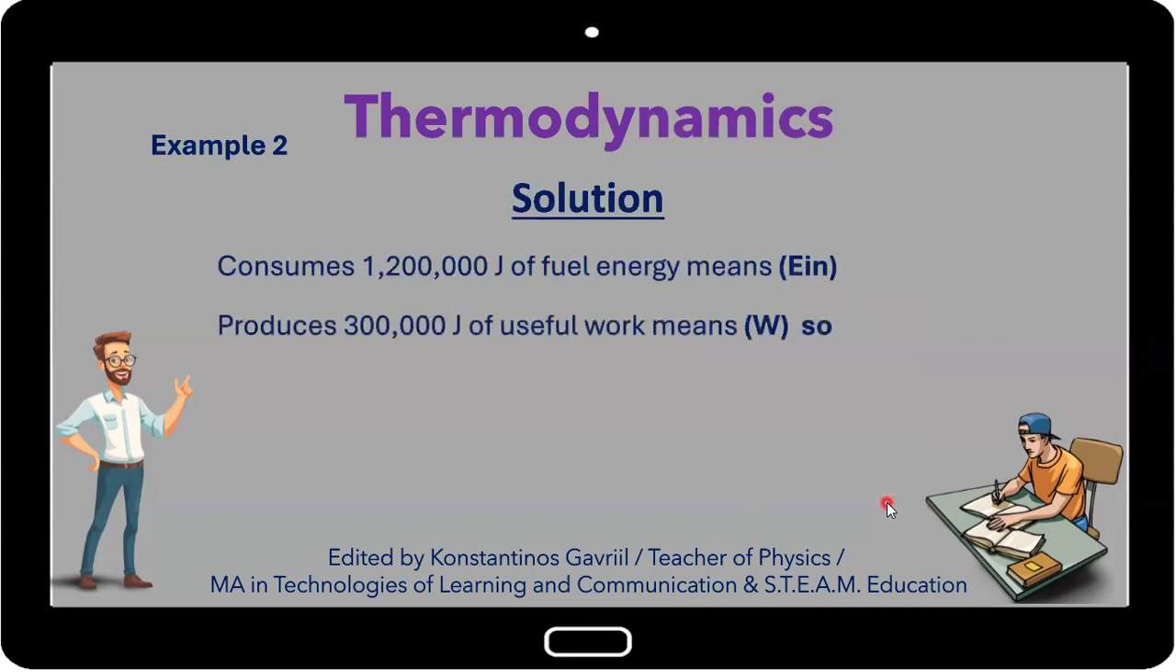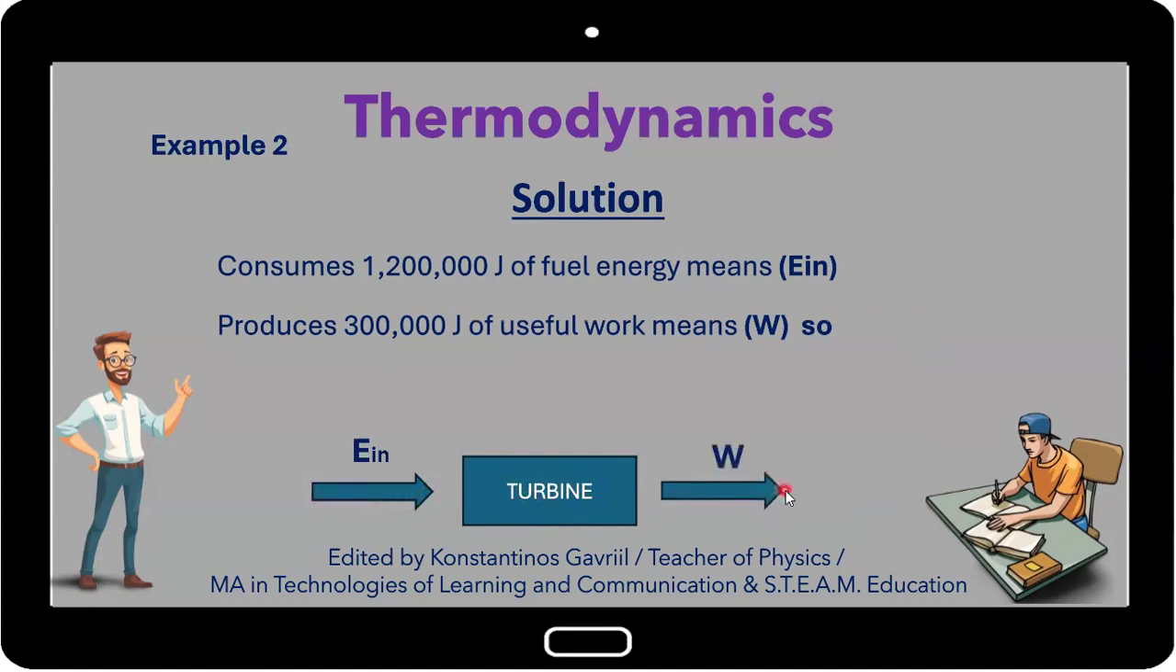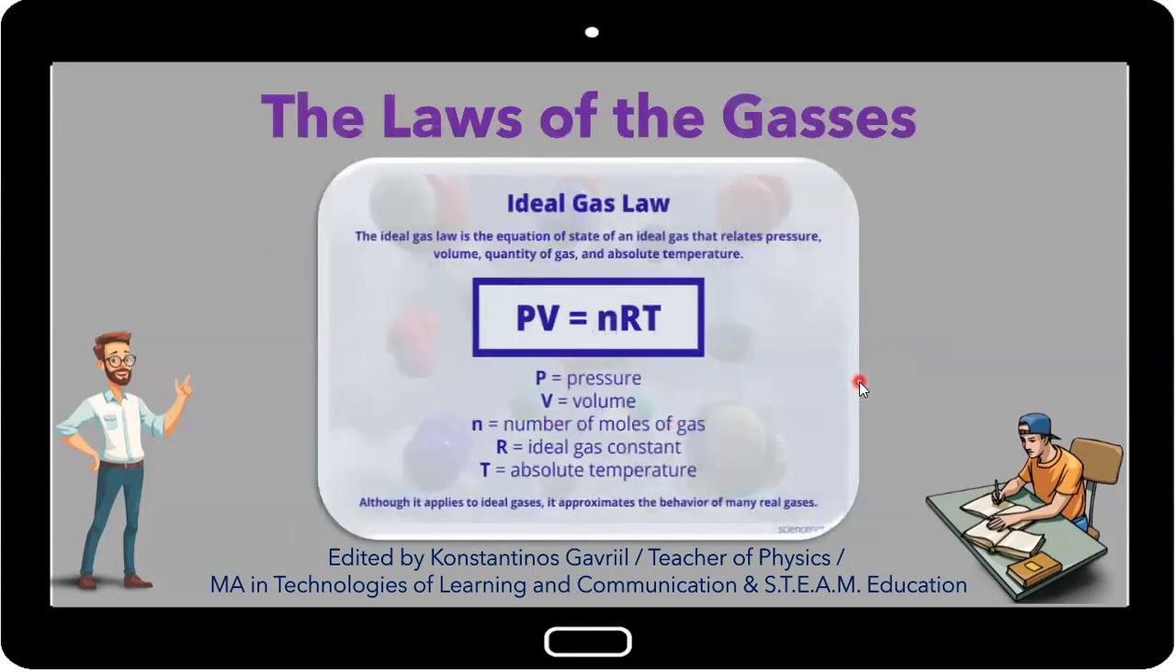You can see here a diagram where we have the turbine, we have the entry of the energy that the turbine is going to use in order to work. Here's the work produced when the turbine is working, and here we have the losses, because of friction, because of heat, and so on.